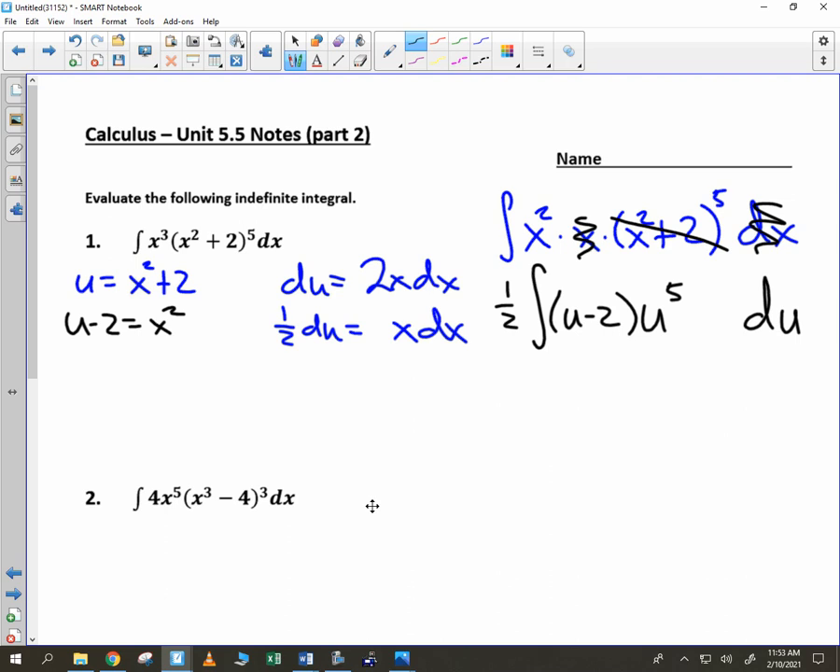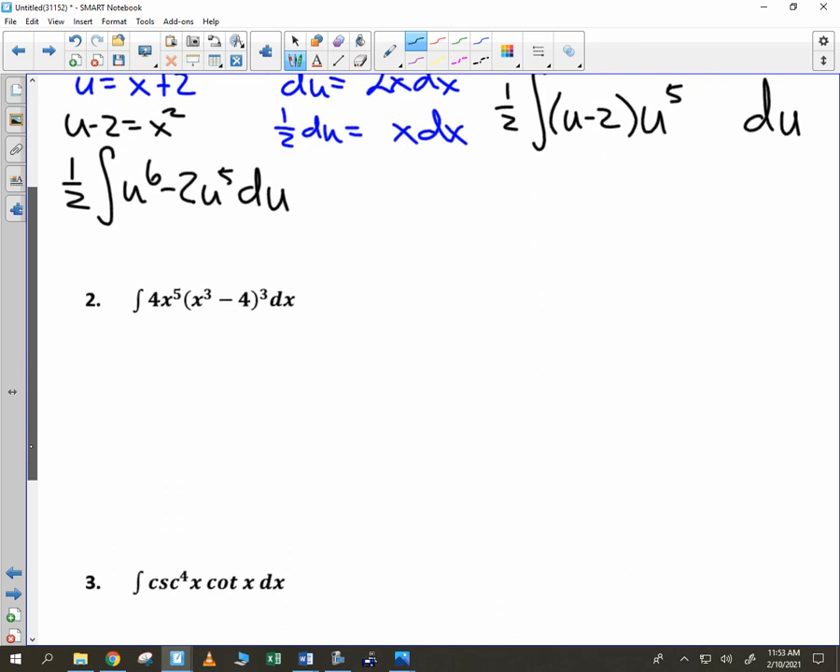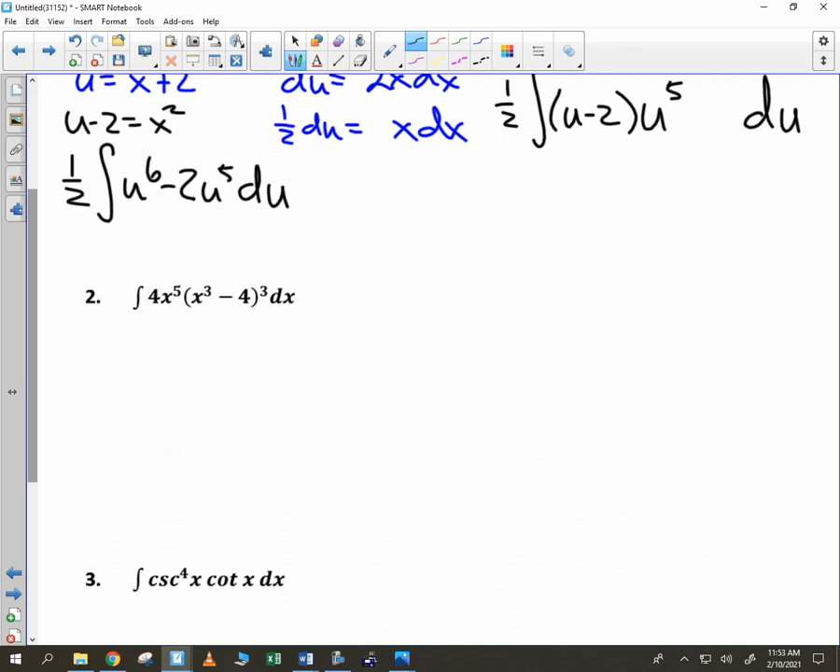Now here's where people get confused. They're like, well, I don't know what I'm doing. We haven't taken an antiderivative yet, have we? In order to do this antiderivative, I should really distribute through. So I have 1/2 times the integral of u to the 6th minus 2u to the 5th du. Now I can find the antiderivative.